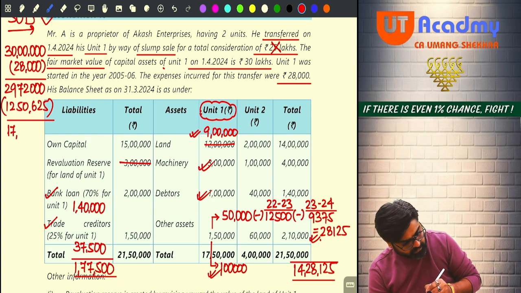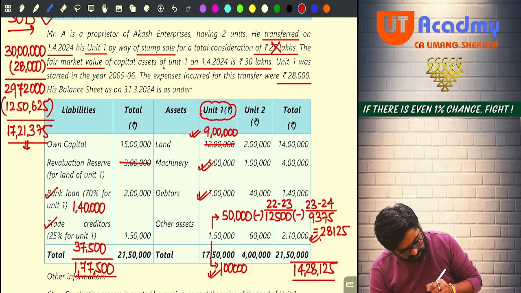17 lakh 21,375. And my dear friends, this is your capital gain. Okay, and this is your long-term capital gain. Why am I calling it long-term capital gain?